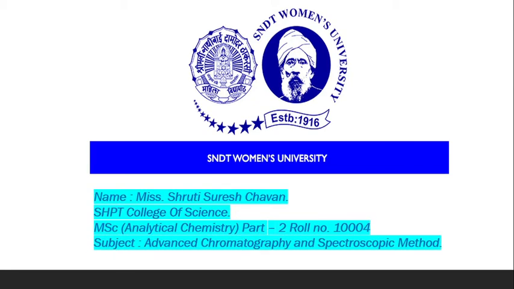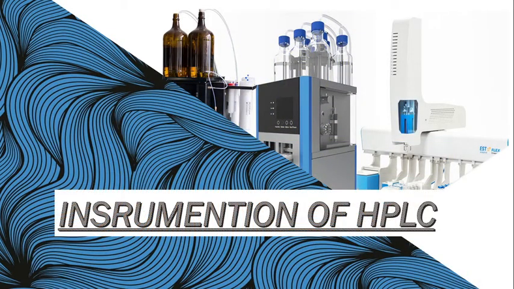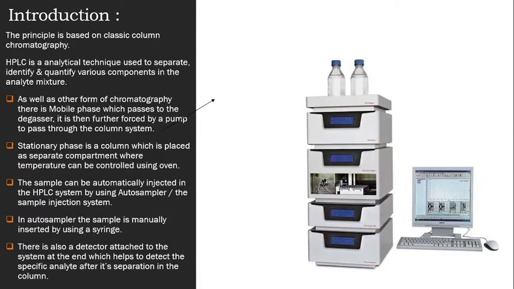Today I am going to introduce my topic, which is instrumentation of HPLC. HPLC means high performance liquid chromatography, in which high performance stands for high resolution power and liquid stands for the mobile phase, in which liquid form is used in the analysis.